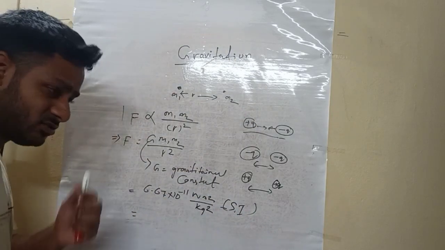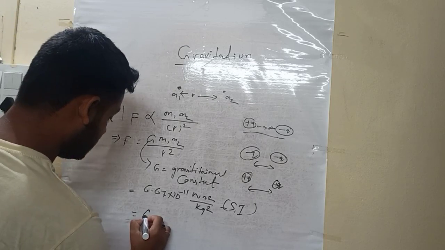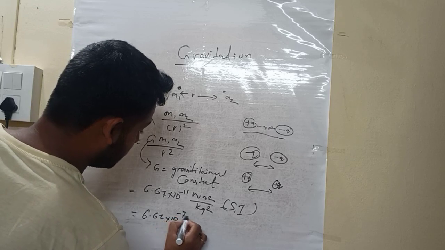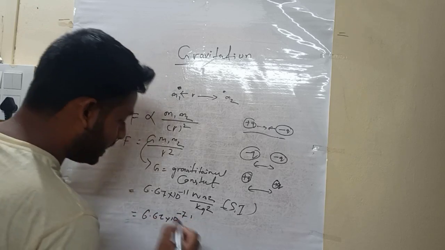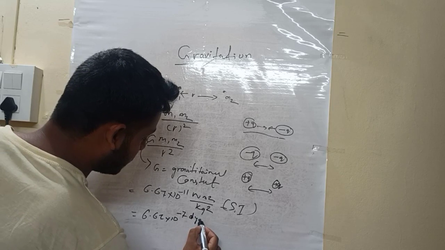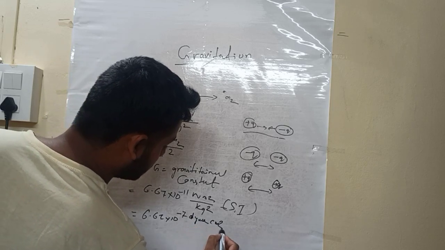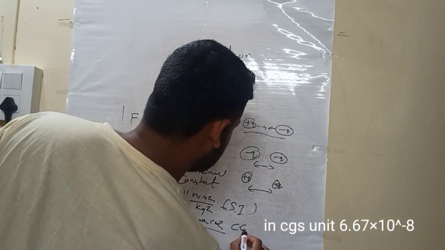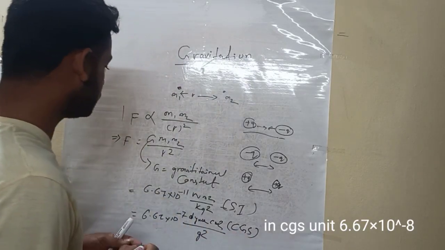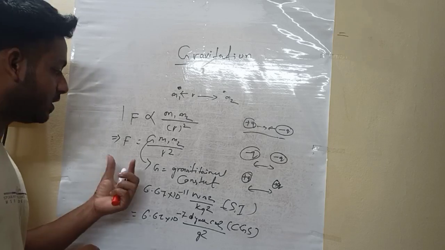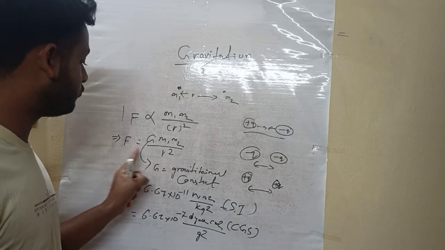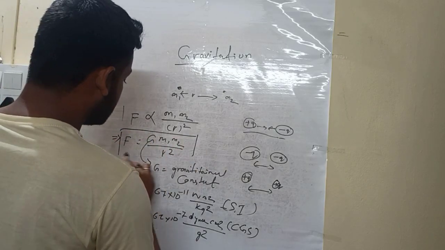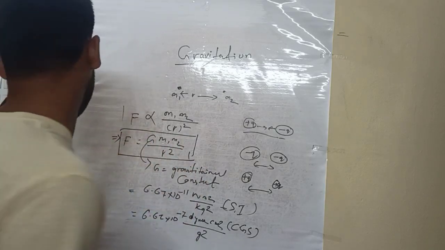Then we come to the CGS unit. What is the CGS unit here? It is 6.67 into 10 to the power minus 8. We can write it as dyne centimeter square per gram square. So this is the CGS unit. What we get is the derivation of the force, which is G m1 m2 by r square. To remember this formula, this is Newton's law of gravitation.